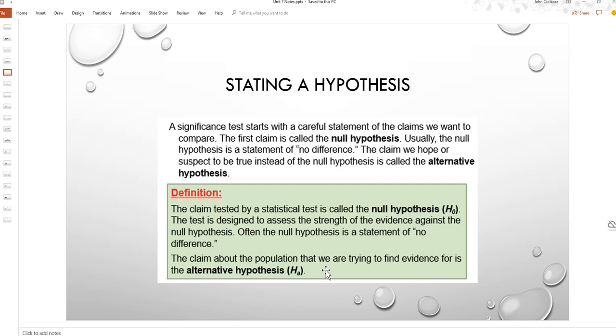So for our definition, the claim tested by a statistical test is called the null hypothesis. The test is designed to assess the strength of evidence against it. Often the null hypothesis is a statement of no difference. And again, we're using that alternate hypothesis of what we think the data says is true.